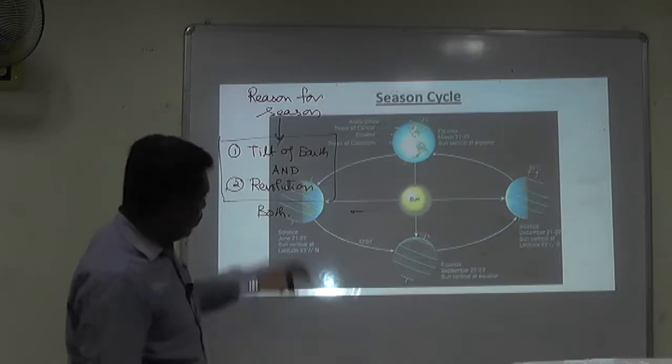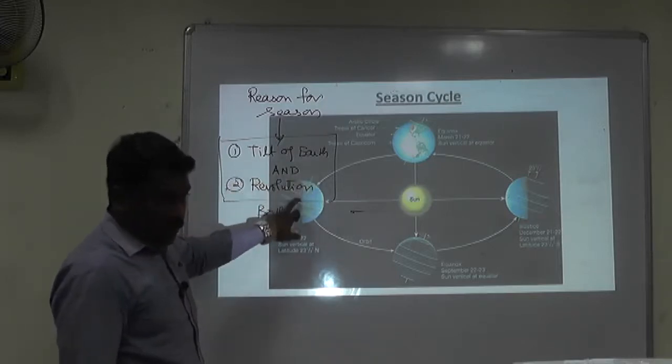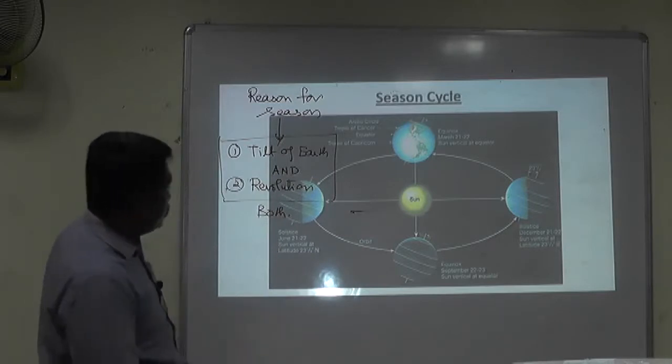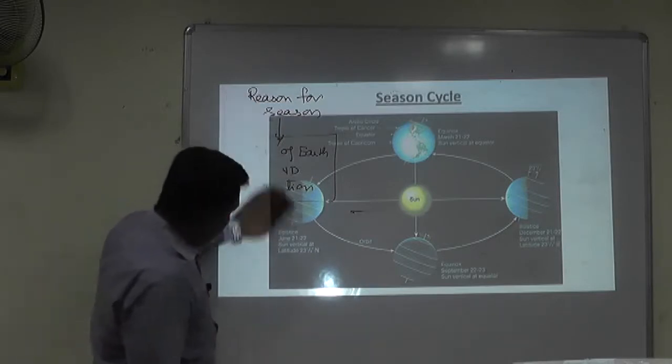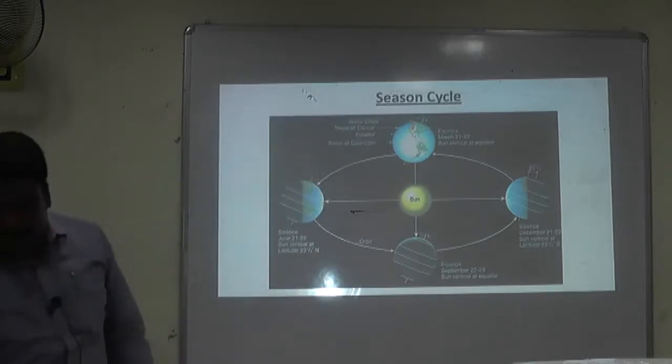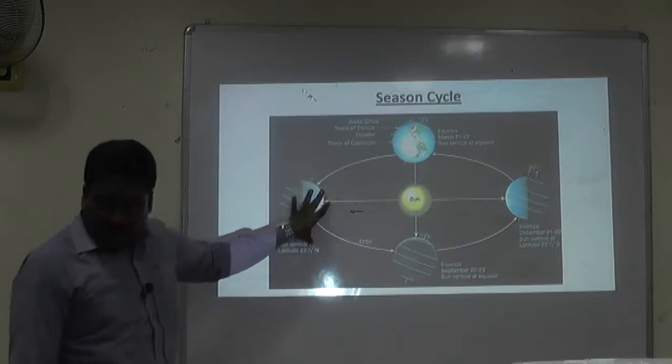If you want, I will repeat again. Tilt of Earth and revolution together causes season cycle. Right? So why there is a season cycle, we have an idea. Now very carefully looking at this diagram. Yes, please. Very carefully looking at this diagram.